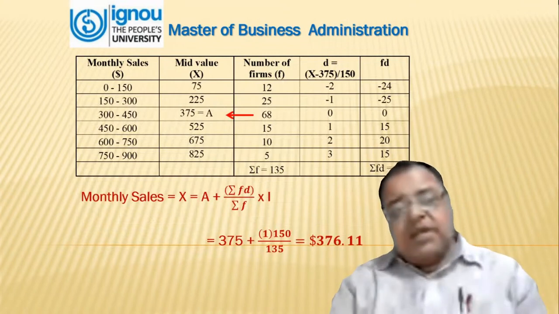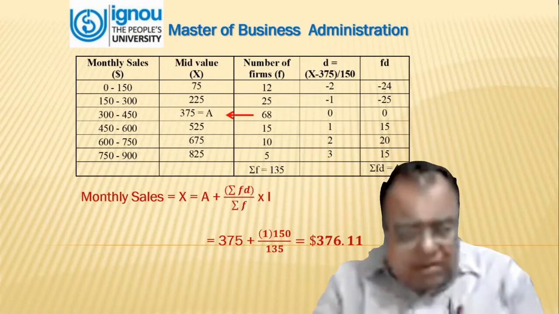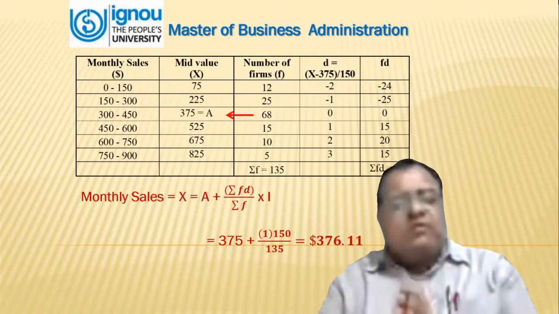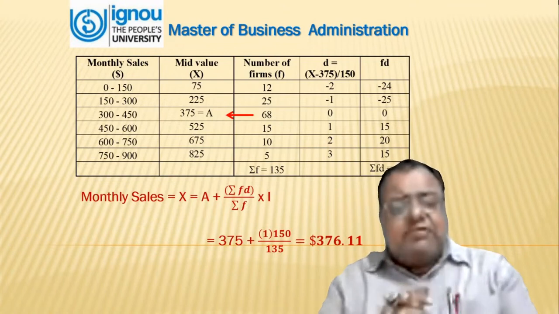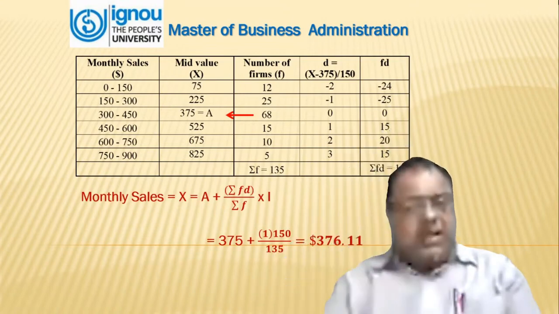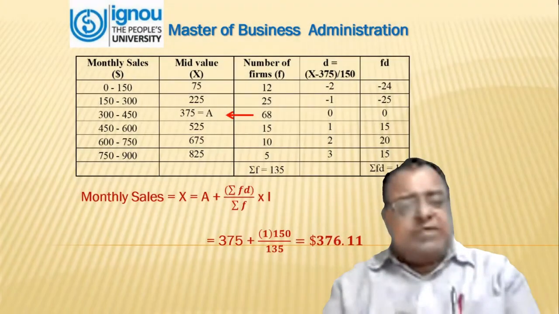As you can see, we don't have to calculate all these values every time. We can see that the difference is 150. So in 75, we will be straight away adding 150 till the last one, till 825.